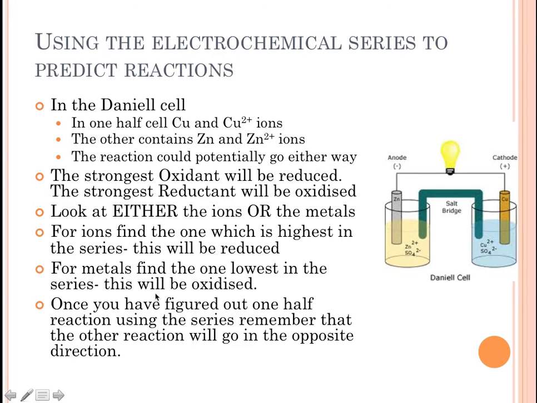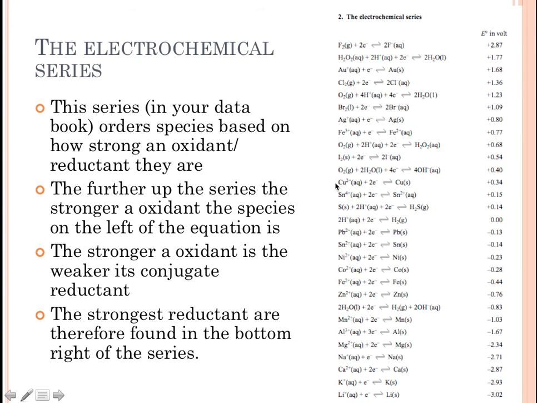Now we can use that to predict which way a reaction is going to go. So if we think about our Daniell cell again, we've got a zinc and a copper half reaction. Here's copper and here's zinc. Because this is higher up, we know the copper 2+ ions are stronger oxidants, which means that they are going to be reduced. And we know we have to have oxidation in one half reaction and reduction in the other. So if these are being reduced, that means that our zinc has to go in the reverse direction.